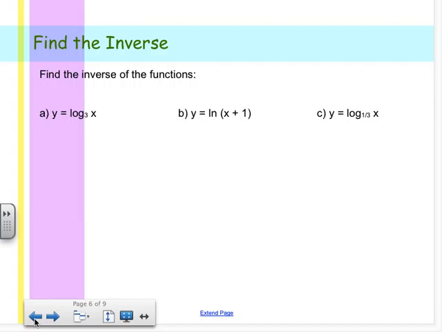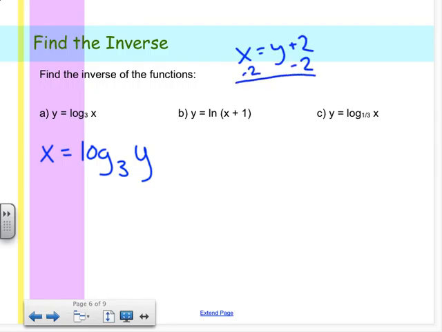Now, if I look at A, the first step when I'm finding the inverse, remember, is I switch x and y. So I'm going to change x and y's location. That's the first thing I do, switch x and y. Now, I want to get y by itself. In the past, if I had something like y plus 2, I would subtract 2 on both sides because addition and subtraction are inverse operations of each other. If I had 2y equals x, I would divide each side by 2 because multiplication and division are inverse operations. Same thing with polynomials and radical functions. Those are inverse operations of one another.